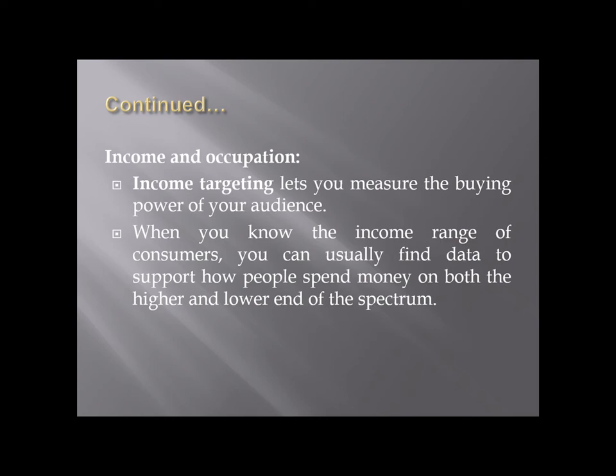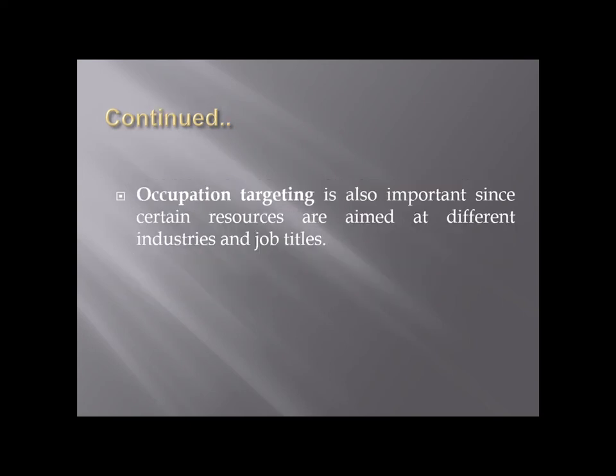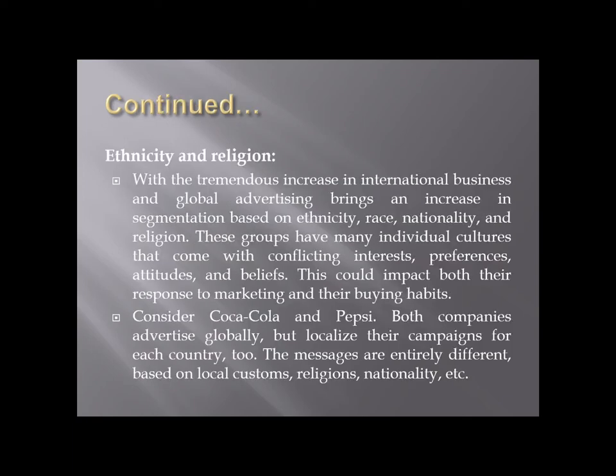When you know the income range of the people in a country or region, you can spend money on promotional activities by targeting those people. And occupation: income level largely depends upon the occupation of an individual. And the next variables included in demography are ethnicity and religion, along with age, gender, income and occupation, for dividing the heterogeneous market into smaller or micro parts.